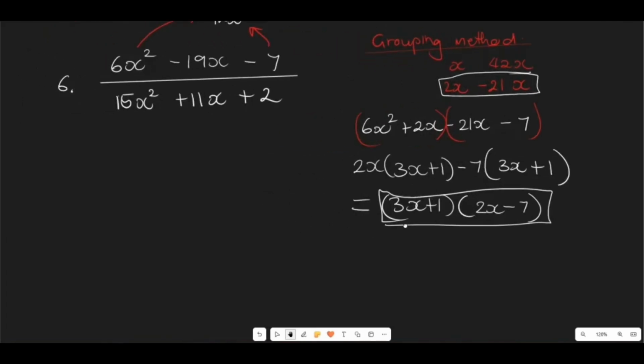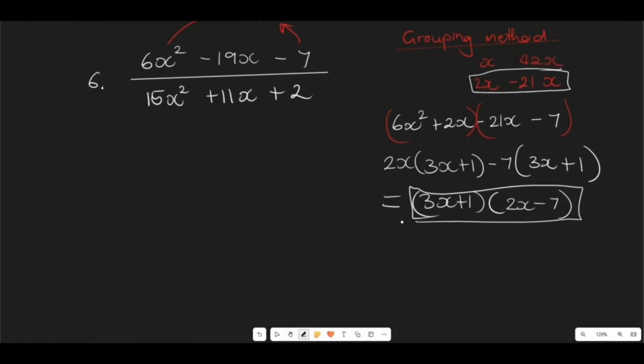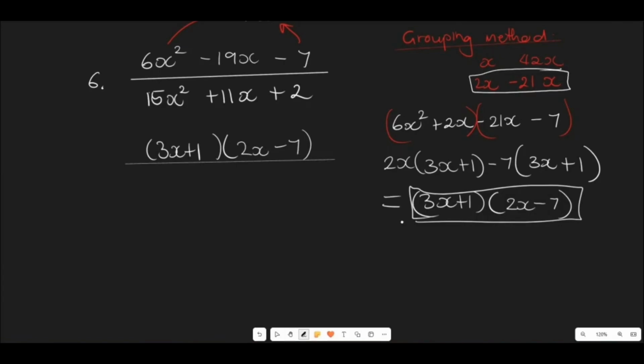But okay, perfect. So for the numerator, we use the grouping method, right? And then for the denominator, we will use the quadratic and reverse method, right? Just to show you both methods in one go.